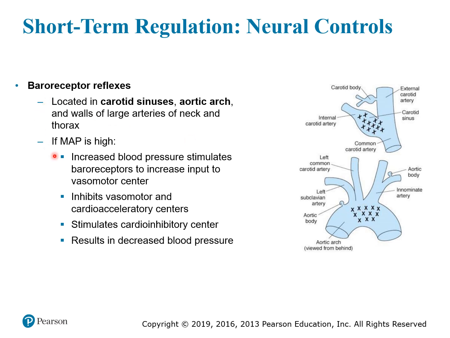So what happens when the mean arterial pressure is high? It means we have high blood pressure. Increased blood pressure stimulates the baroreceptors to increase input to the vasomotor center. Then they inhibit the vasomotor and cardioacceleratory centers, and they stimulate the cardioinhibitory center. And this results in decreased blood pressure.